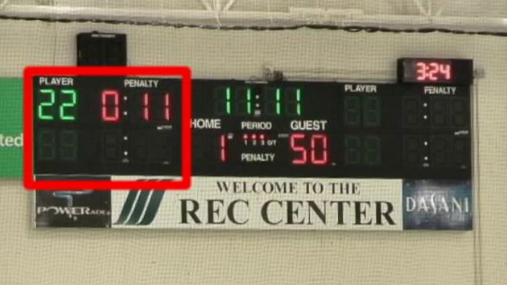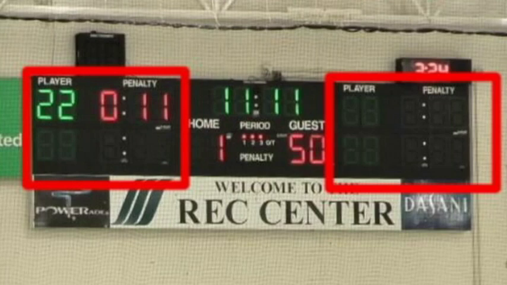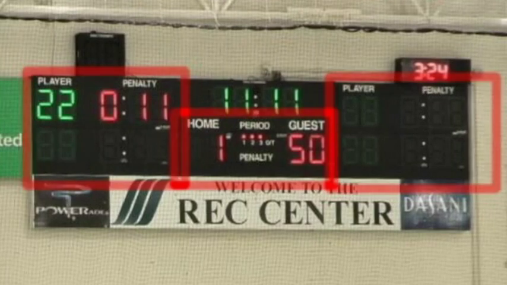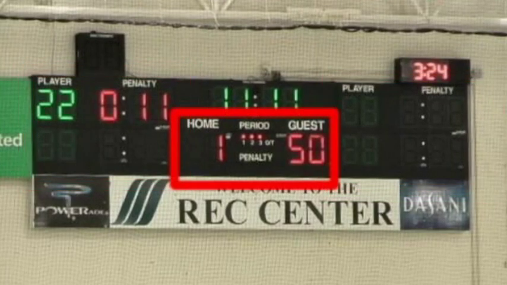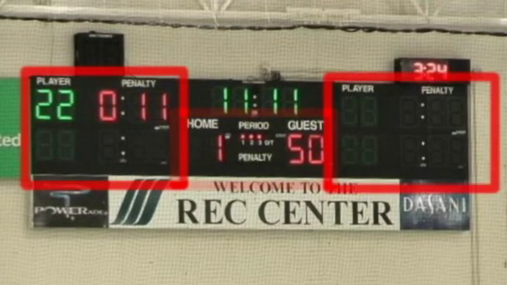The left-hand side of the scoreboard is home team information. The right-hand side is visitor team information. And the center is game information. On the left and right sides you have penalty clocks. Our scoreboard can display up to 2 penalties per team at a time.